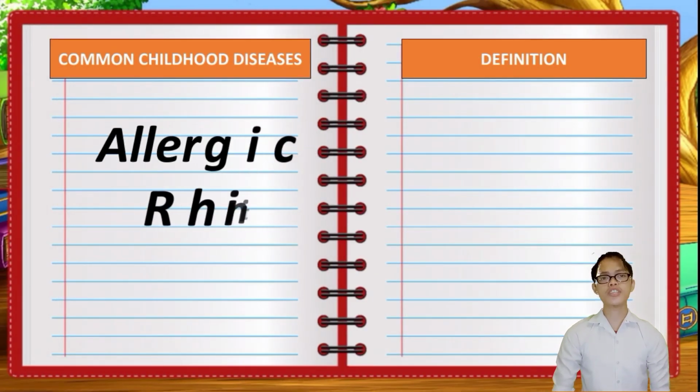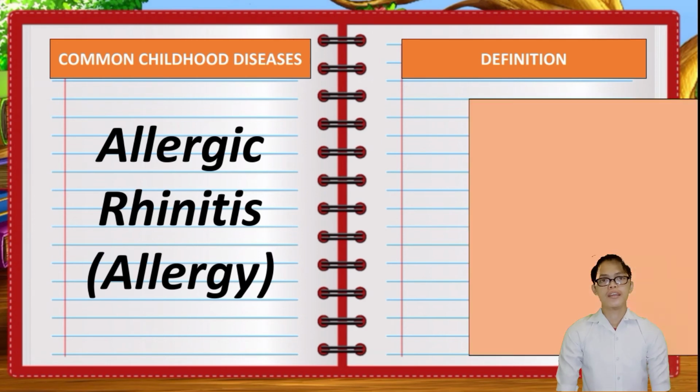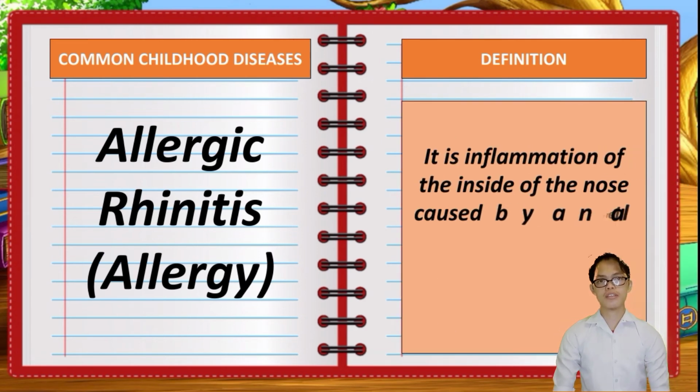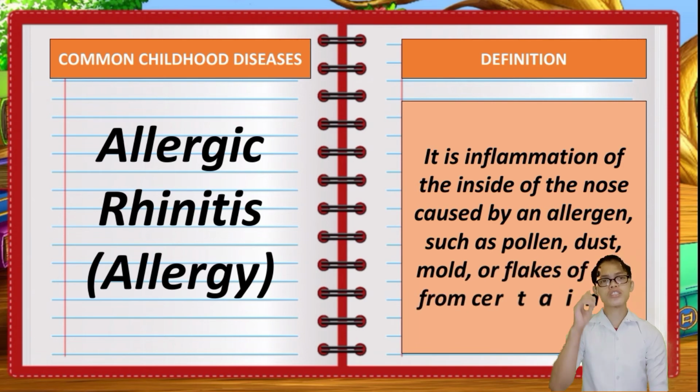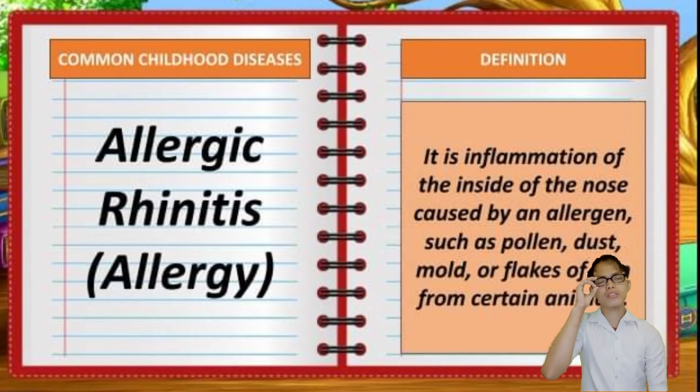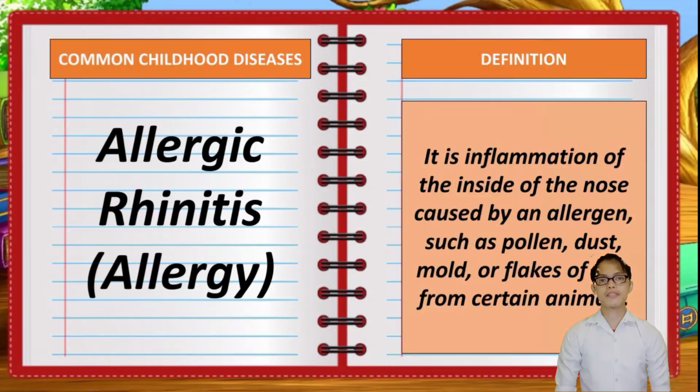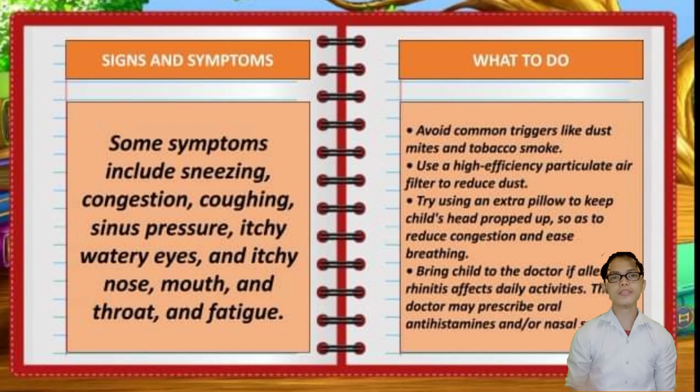Lastly is allergic rhinitis or simply allergy. It is inflammation of the inside of the nose caused by an allergen, such as pollen, dust, mold, or flakes of the skin from certain animals. Some symptoms of allergy include sneezing, congestion, coughing, sinus pressure, itchy watery eyes and itchy nose, mouth and throat, and fatigue. What to do in case of an allergic rhinitis attack is: first, avoid common triggers like dust, mites, and tobacco smoke.